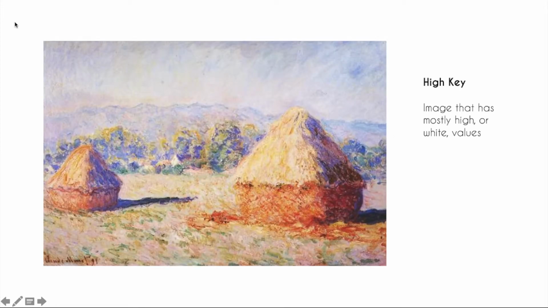Here's Claude Monet, famous Impressionist artist, and he loved to paint outside in the sun. And to get that glimmering effect, he would keep most of his artwork high key. So he has mostly light or white values. That kind of makes a very shimmery effect. It replicates sunshine very wonderfully. You can see here when it's black and white, there's some darks, but it's overwhelmingly white values and light values.